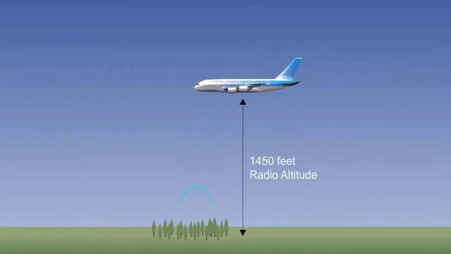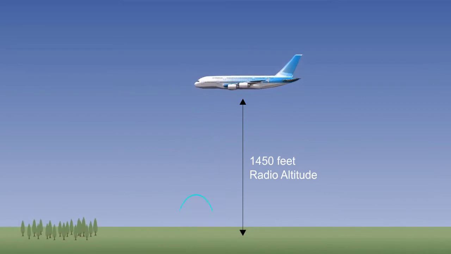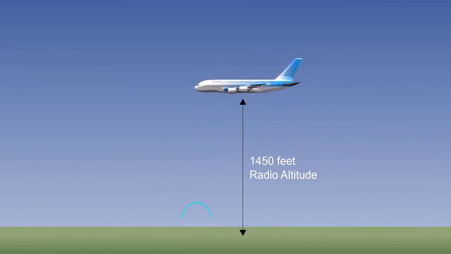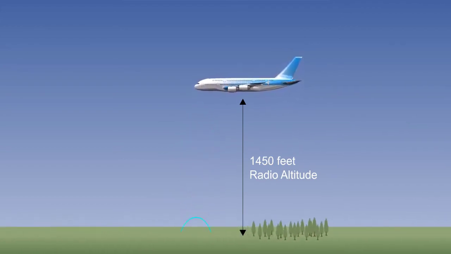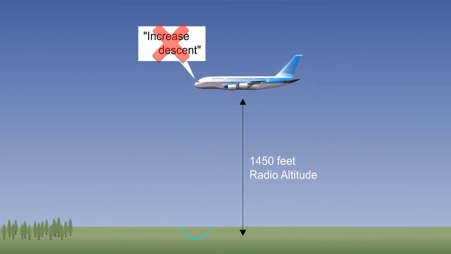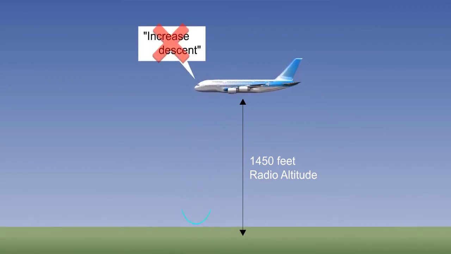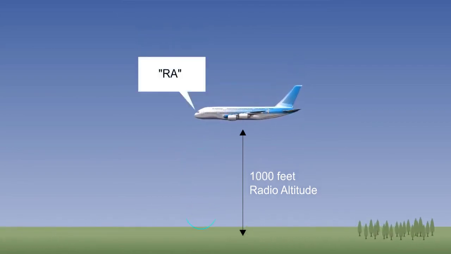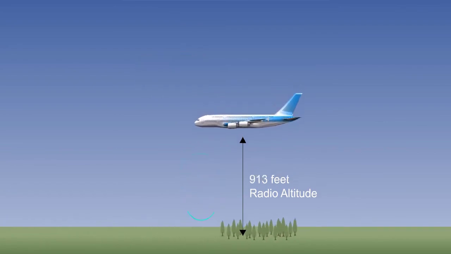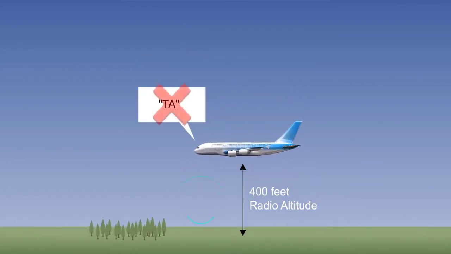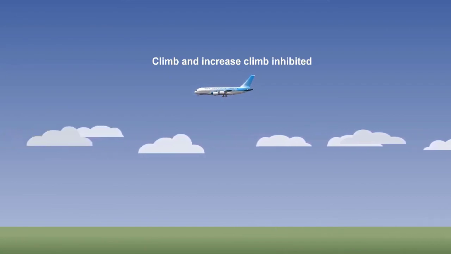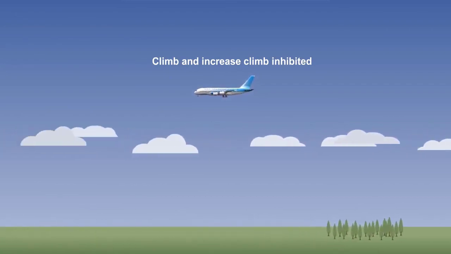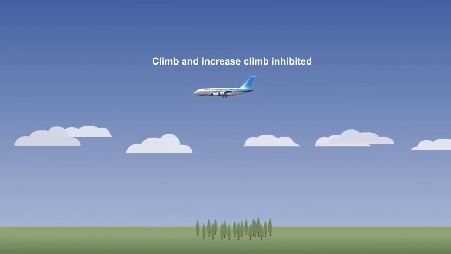There are times when the aircraft is not going to be able to follow a full resolution advisory, and so there are various inputs into the system which restricts TCAS resolution advisories. An input from the radio altimeter restricts resolution advisories from issuing the increased descent instruction below 1,450 feet. At 1,000 feet, no resolution advisories are produced, and below 400 feet, no traffic advisories are produced. Where the aircraft's performance is limited, that is at height, or with gear or flaps deployed, climb and increase climb resolution advisories are inhibited.